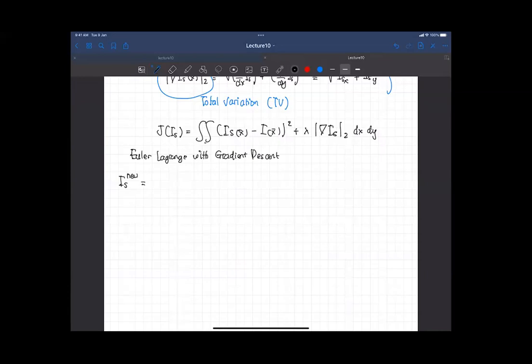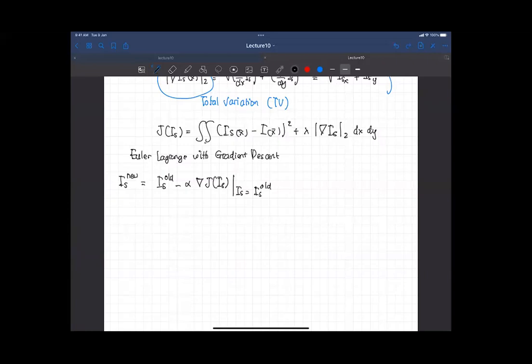So in this case, it will be an iterative algorithm. IS new equals IS old minus alpha times nabla J. Yeah, it's a bit too long, but you can see on the next lecture note later on at home that nabla J is evaluated at IS old. Oh, by the way, nabla J here has quite a long definition, but again, you can look at the lecture notes.